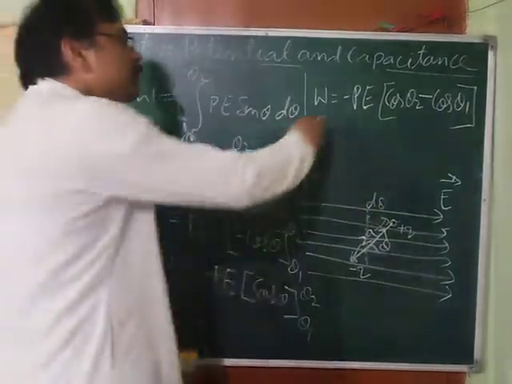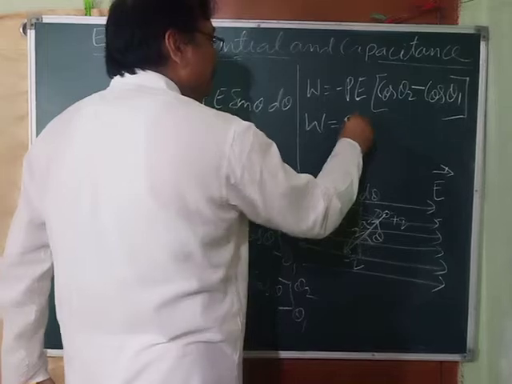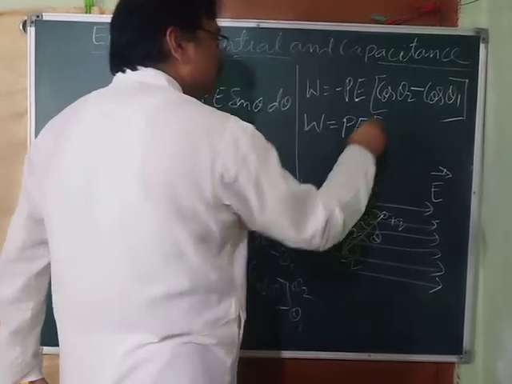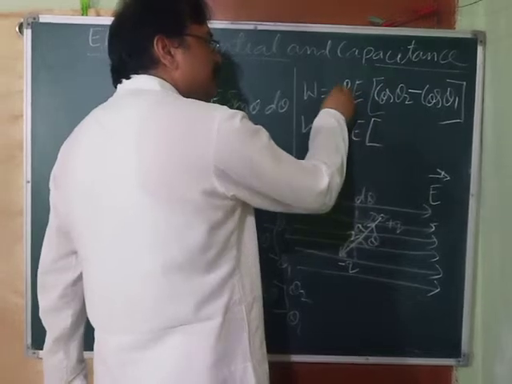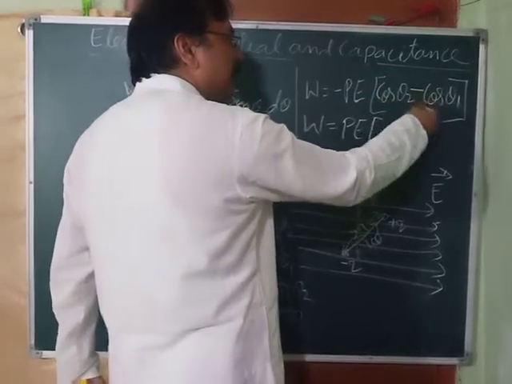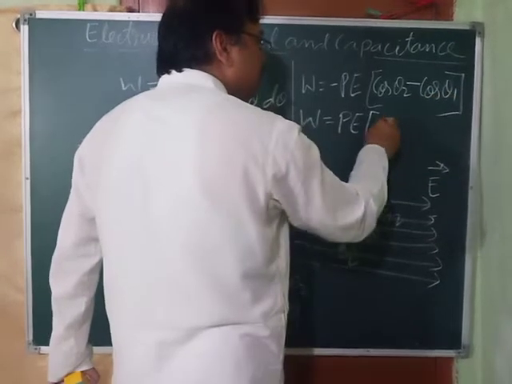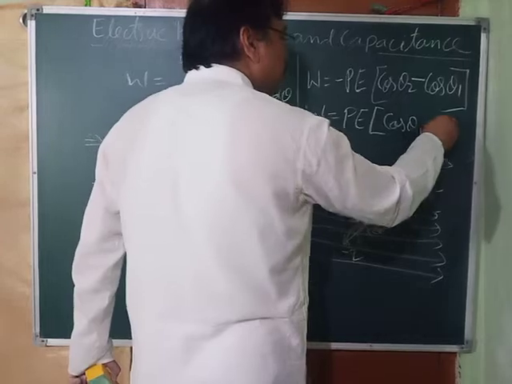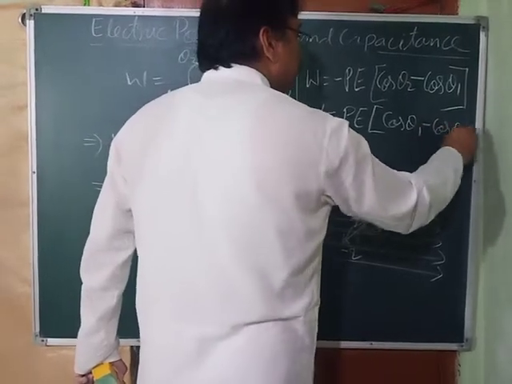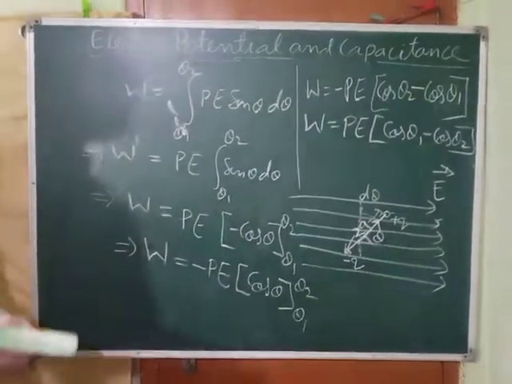Now if you take this minus inside, what will you get? W is equal to PE. This is positive, and as you take this minus inside, this positive will become negative and this negative will become positive. As it becomes positive, you can write cos theta 1. As it becomes negative, you can write minus cos theta 2. So this is the formula we are going to get. This is the work done.